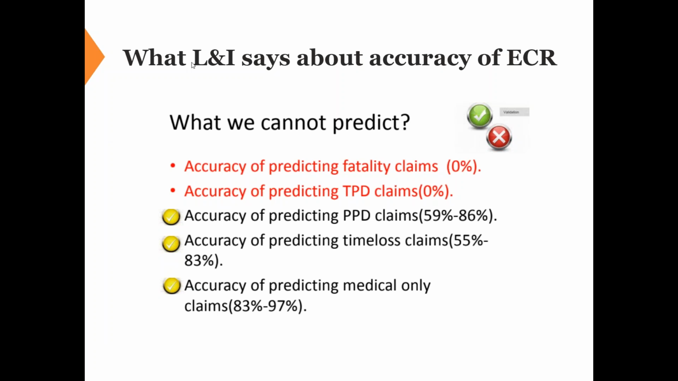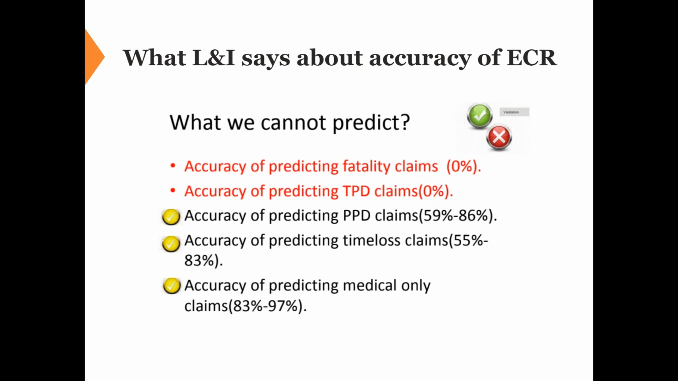So we have, again, this is an L&I generated slide, but I thought it was pretty interesting. So it says this is about the accuracy of ECR. So they're saying their accuracy of predicting fatality claims is 0%. Their accuracy of predicting total partial TPD claims, so basically pension claims, is 0%. So they're not trying to predict that. Their accuracy of predicting PPD claims, so this is the one where you're going to have impairment paid when the claim is closed, is between 59 and 86%. So that's a pretty wide range there.